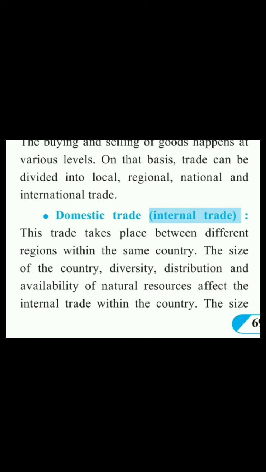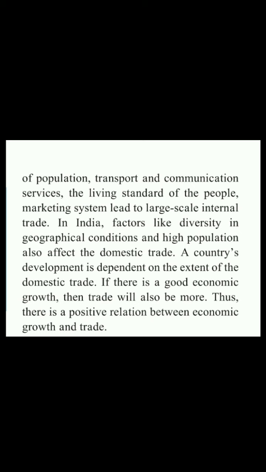Here the size of the country, diversity, distribution and availability of natural resources affect the internal trade within the country. And our country India is blessed with diversity, with different natural resources. So there will be a large scale internal trade within our nation. So internal trade in India is taking place on large scale, as our country has diversity, that is variety in everything, variety in all the products, and there are different natural resources. So our country will be having large scale internal trade. The size of the population, transport and communication services, living standard of the people, and marketing system lead to large scale internal trade. And of course we know India is the second most populated nation in the world.